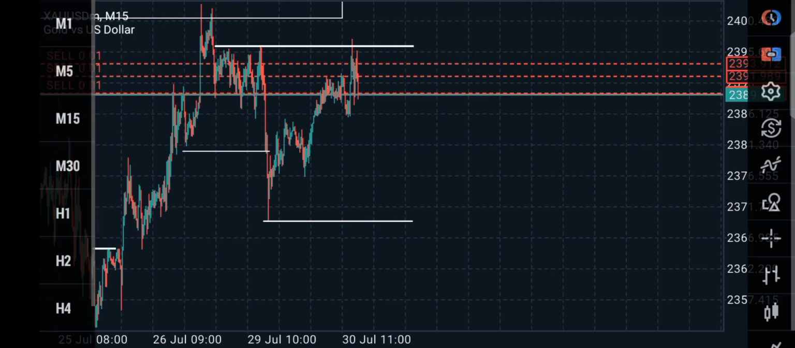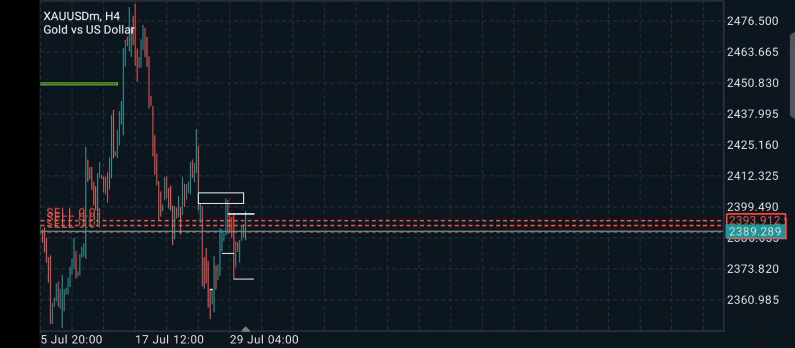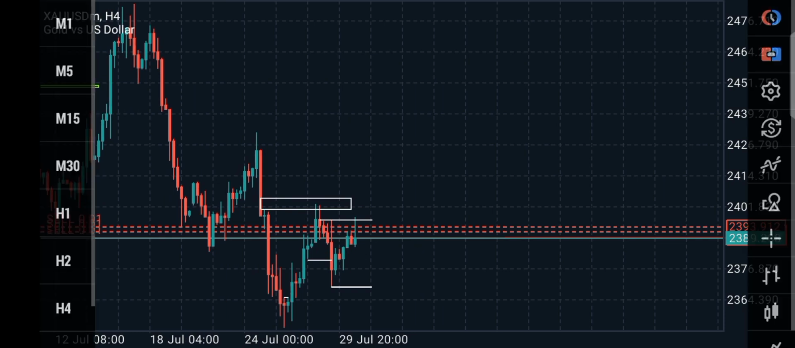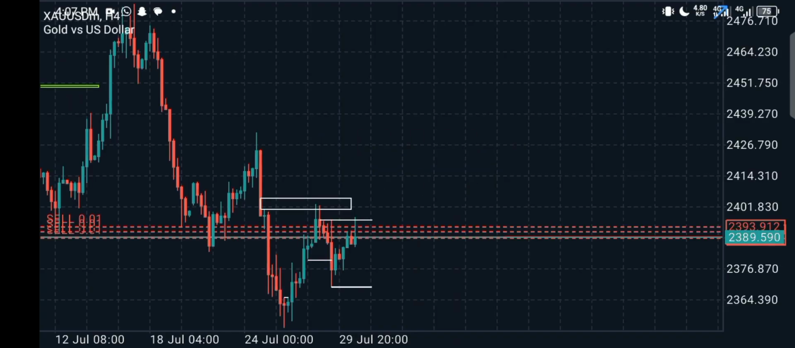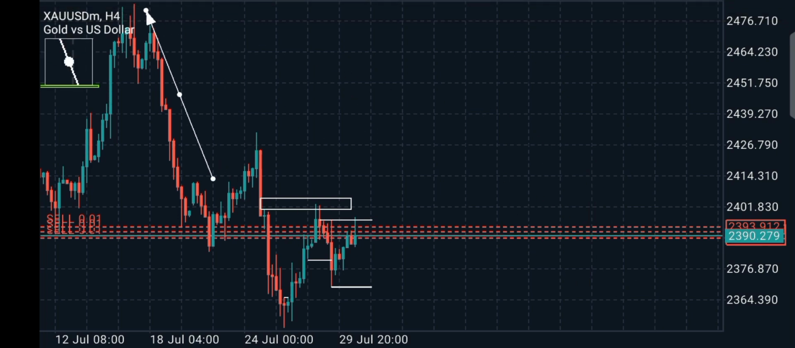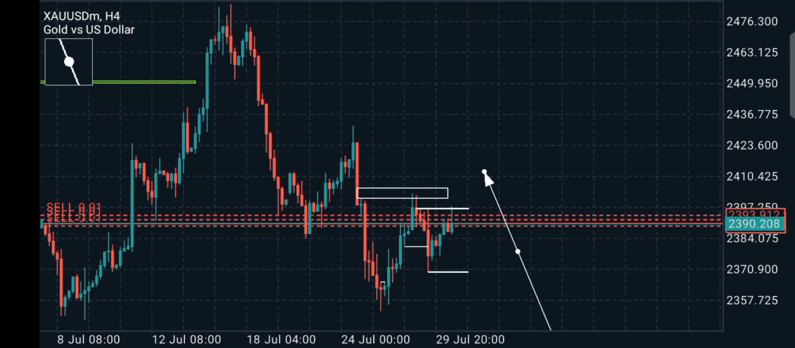So let me just go to the higher time frame. Let's just say I'm using 4 hours, guys. On the 4 hours, we can see that the whole market is on a bearish move. You can see lower lows and lower highs forming here. So this is what I noticed on the 4 hours.